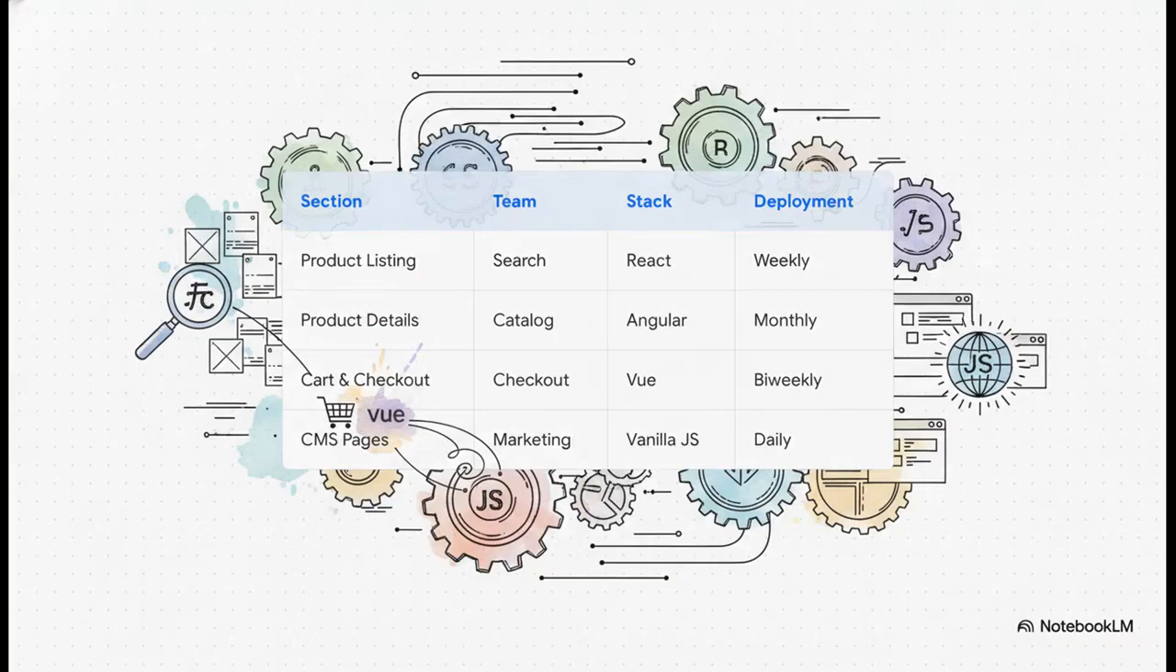Let's make this feel a bit more real. Imagine a big e-commerce website. You could have the search team using React and shipping new updates every single week. Meanwhile, the catalog team, who handles product details, might be on a totally different stack, like Angular, and they deploy once a month. The checkout team could be using Vue, and the marketing team can push new content pages every single day with just plain old JavaScript. Each team moves at its own pace, using the tools that are best for them, and nobody blocks anybody else.